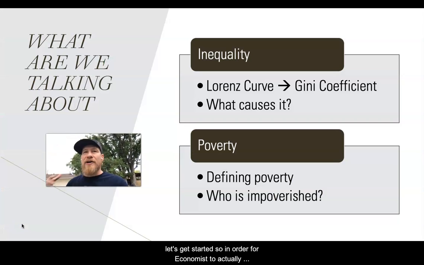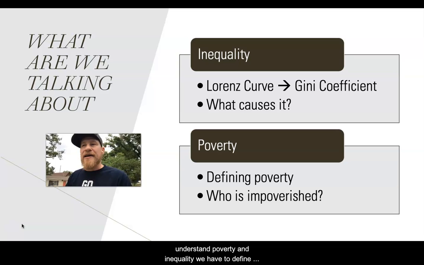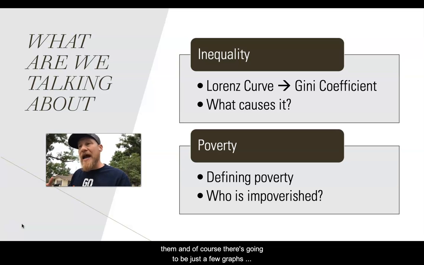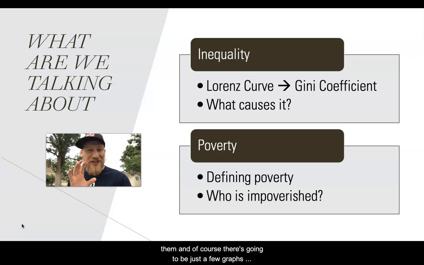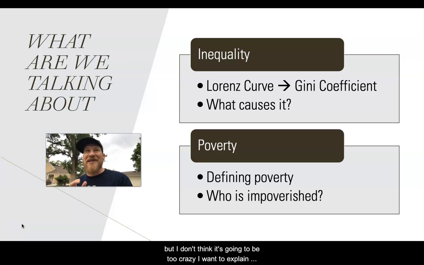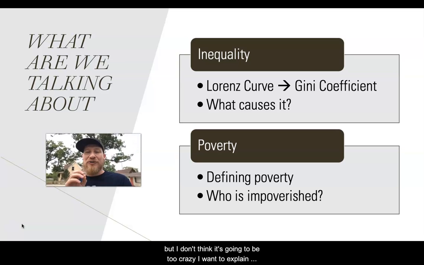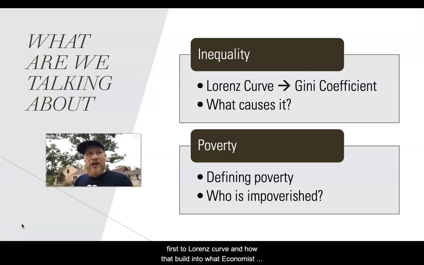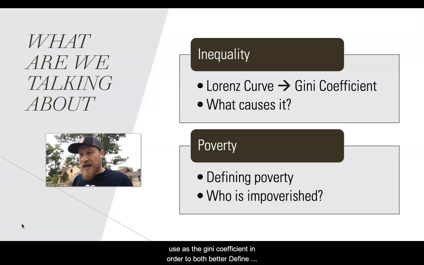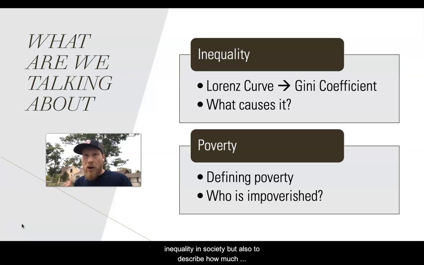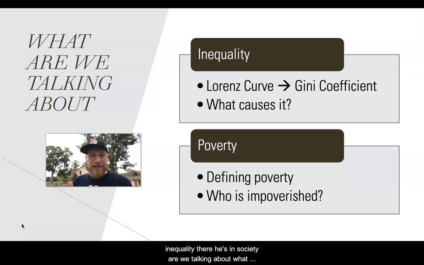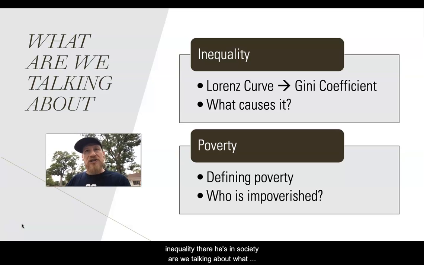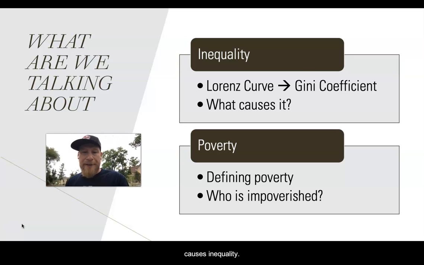In order for economists to actually understand poverty and inequality, we have to define them. And of course, there are going to be just a few graphs, but I don't think it's going to be too crazy. I want to explain first the Lorenz curve and how that builds into what economists use as the Gini coefficient in order to both better define inequality in societies, but also to describe how much inequality there is in societies. We're also going to be talking about what causes inequality.